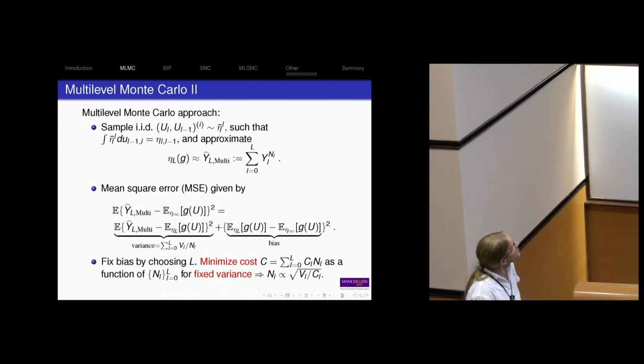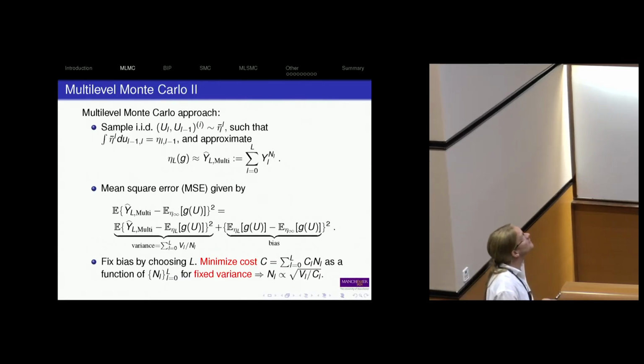So as I said, the objective now is to obtain pairs U_L, U_{L-1} distributed according to η̄_L, which is some coupling that admits the appropriate marginals. And now we're going to approximate the expectation at the final level L in terms of this multilevel Monte Carlo estimator. Each one of these Y_{L,N_L} is a Monte Carlo estimate of one of these increments. And these also, by the way, are independent between levels.